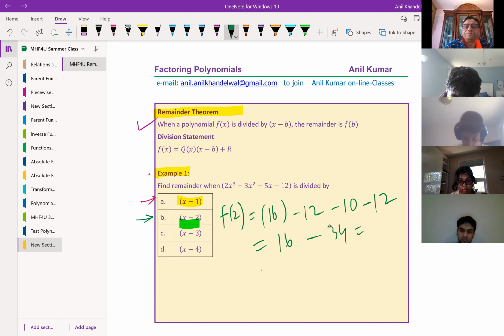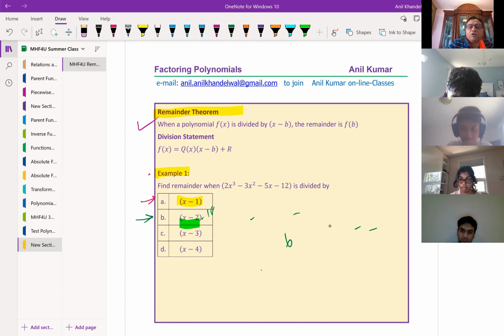So what do you get? Negative 18. Same answer, right? Very good. So negative 18. Now, what is the remainder when we divide by x minus 3? 0.